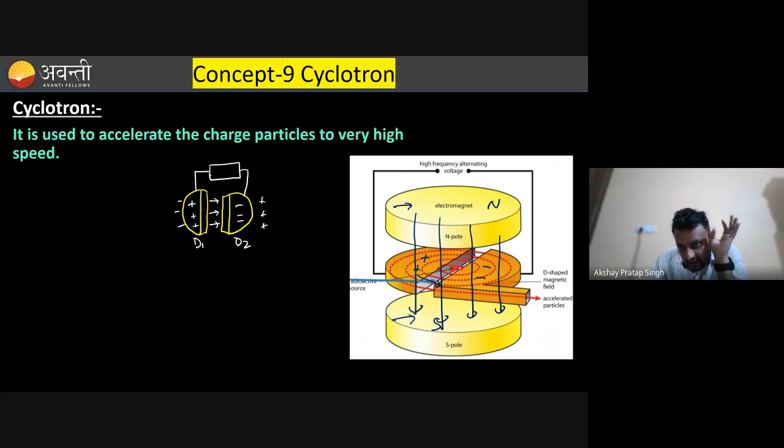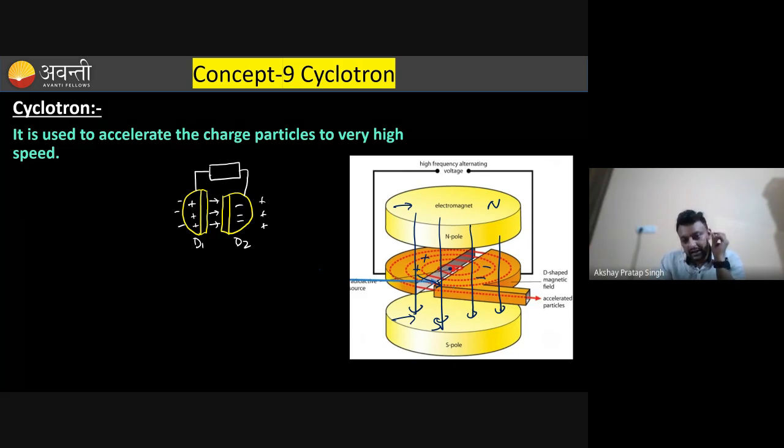Let's suppose a charge is introduced in the space between the two Ds. There is a charge. Can you see the marking that I am making? This is the charge which is introduced. Now, this charge is initially at rest. I have introduced this charge to accelerate, and it is initially at rest.